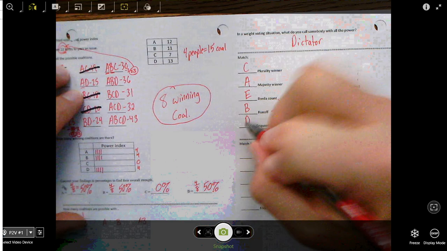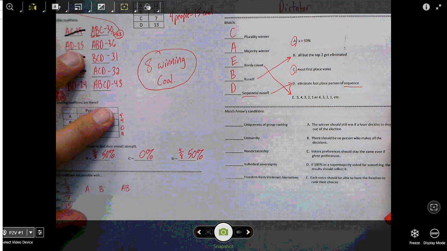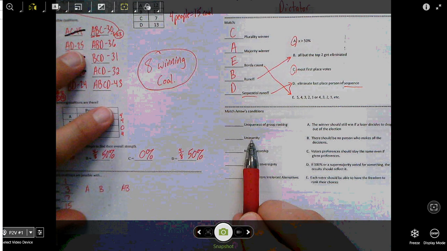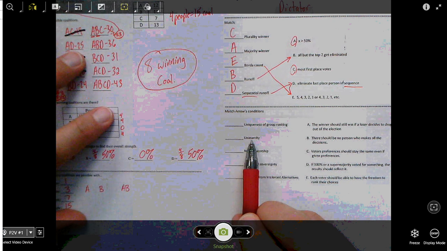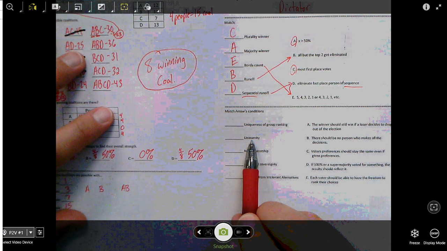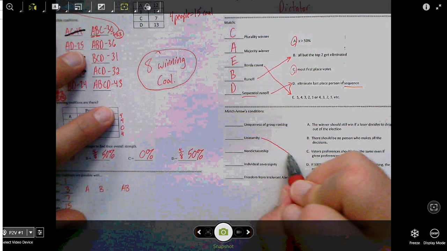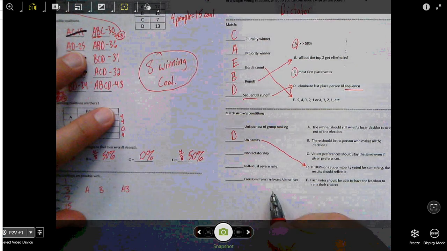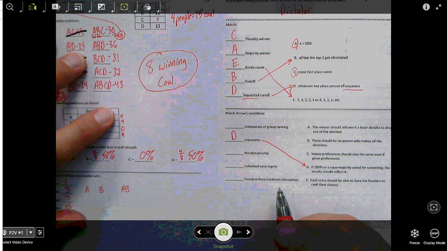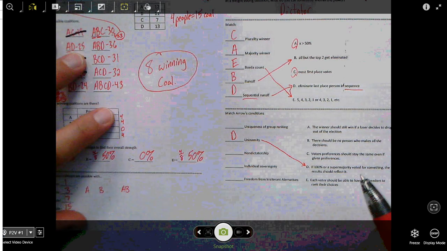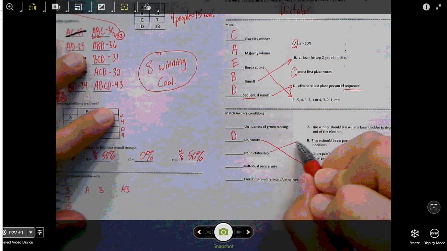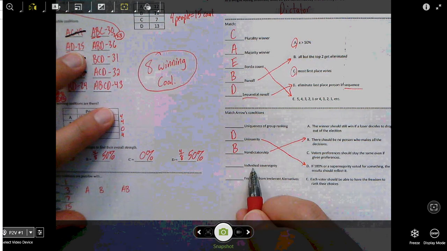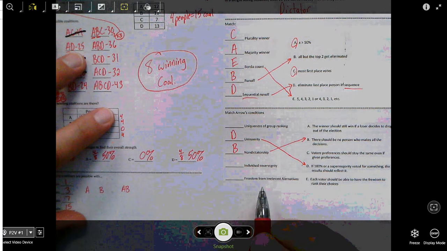D. The last one, Arrow's conditions. I'm going to go ahead and start off with the ones I know. Unanimous. You know I can't pronounce that right the first time, so I always say unanimous. Unanimous, 100%. D. Non-dictatorship. There should not be someone who's calling all the shots. So, here we go. That would be B. Individual sovereignty. You are free to label anything you want to label. That would be E.